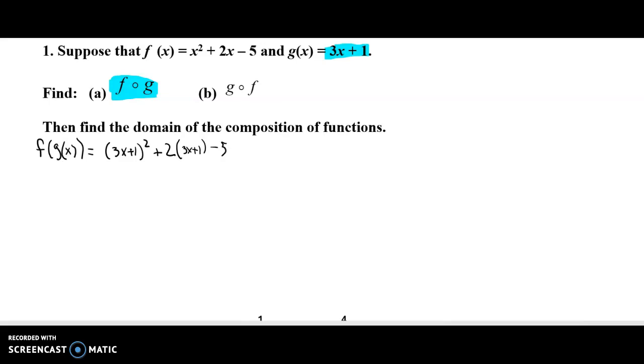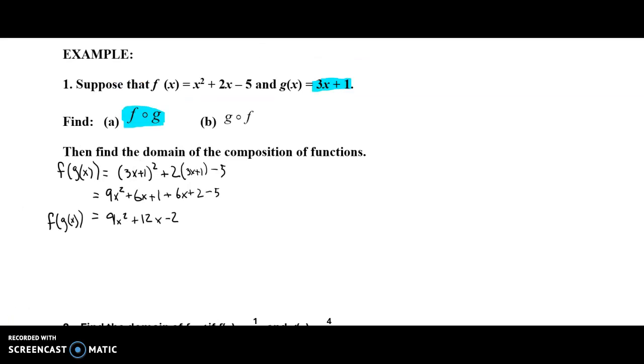And we can expand this. 3x plus 1 squared is 9x squared plus 6x plus 1 plus 6x from over here plus 2 minus 5. And then finally, we'll get 9x squared plus 12x minus 2. So that is what f of g of x is equal to. Now our rules tell us to find the domain of the inside function. That's g of x. So I'm going to circle g of x and state the domain.